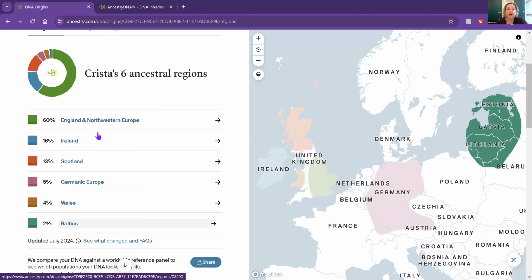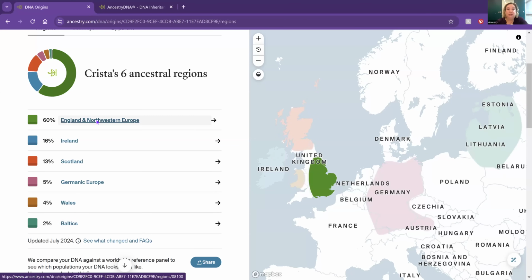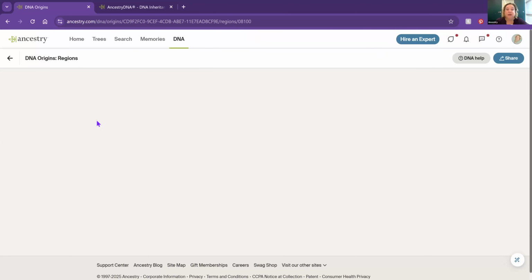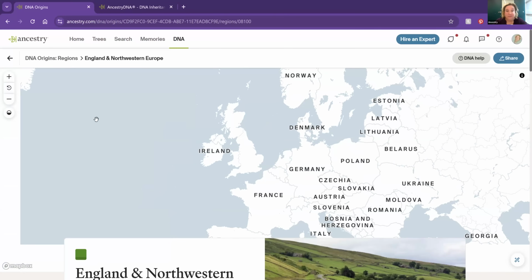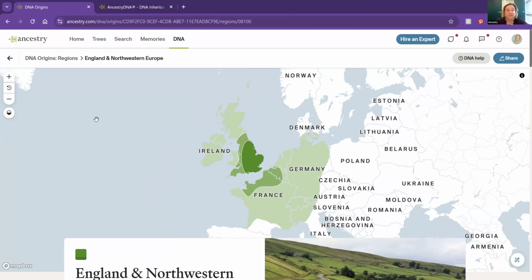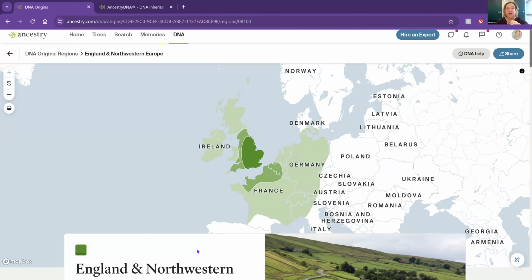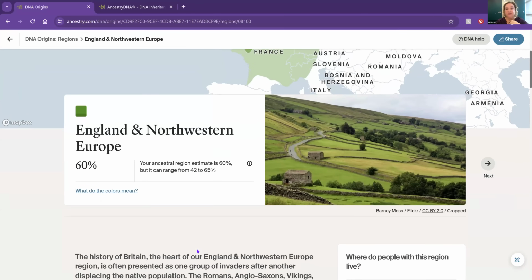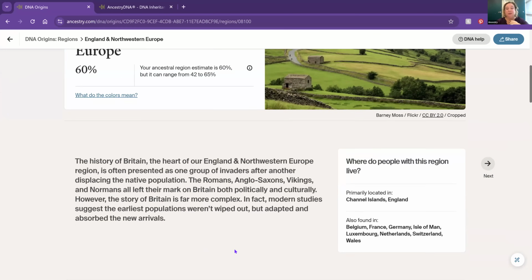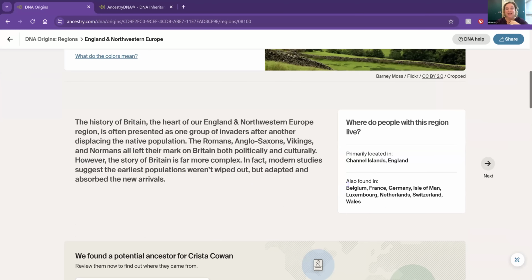One of the things I would encourage you to do is click through to view these different regions and read about them. Ancestry has a staff of population geneticists. We work with historians and others who help us write these articles and really understand why the DNA from this part of the world looks like this. And we provide these articles that give you detailed information. One of the things I want you to pay particular attention to is this right here.